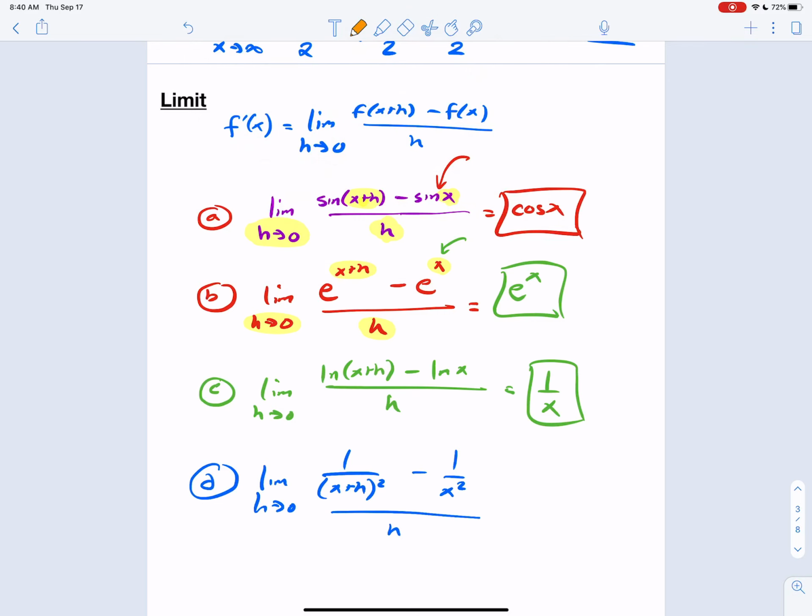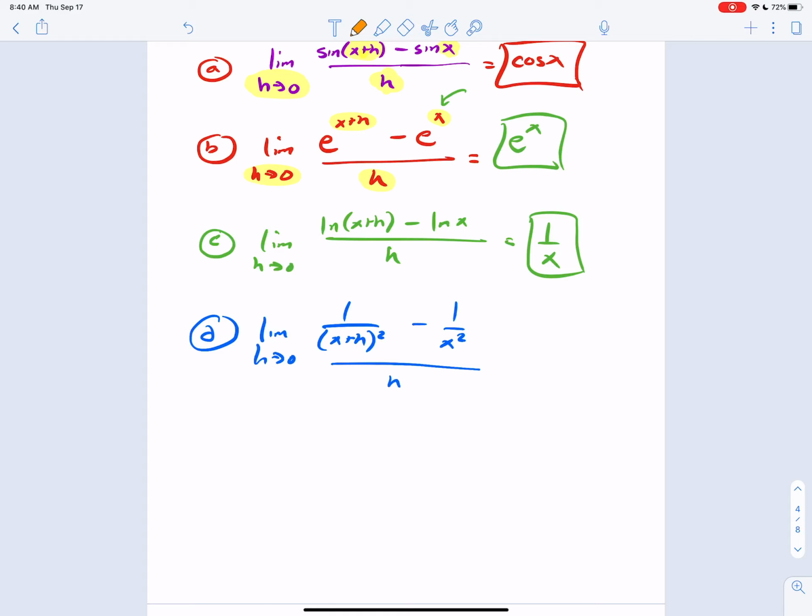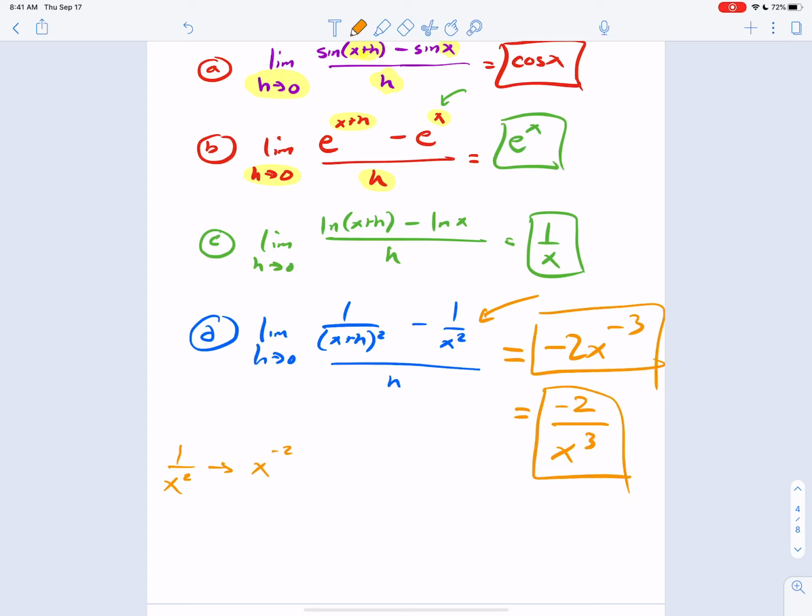I understand that this is the limit definition of a derivative because I have h approaching 0, I have an x plus h, I have an x, and I have an all over h. It looks just like the limit definition. So basically they're asking what's the derivative of 1 over x squared. On the side, 1 over x squared is the same thing as x to the negative 2. The derivative of that is just negative 2x to the negative third, or negative 2 over x cubed. I prefer the one with non-negative exponents, okay?